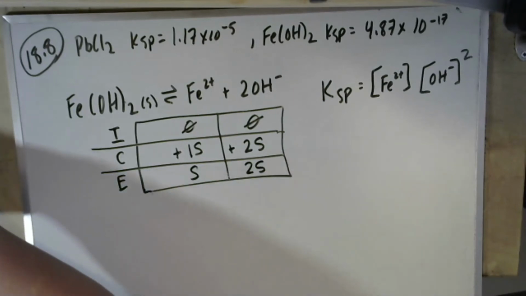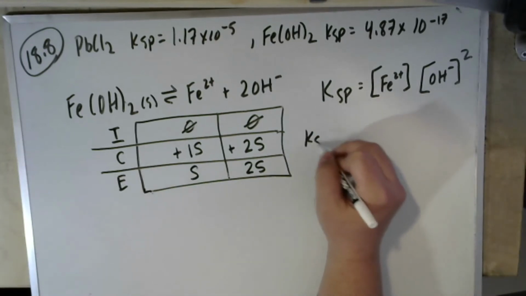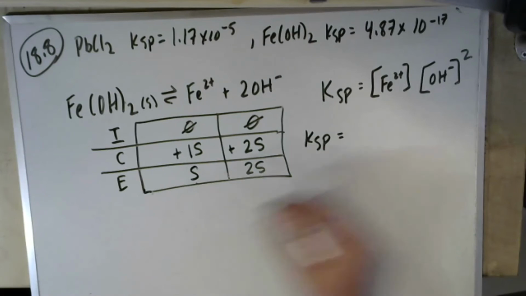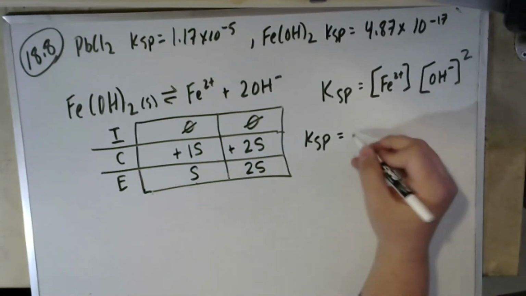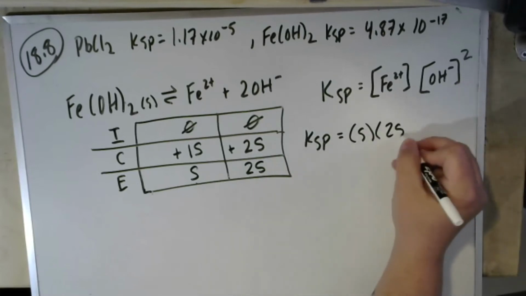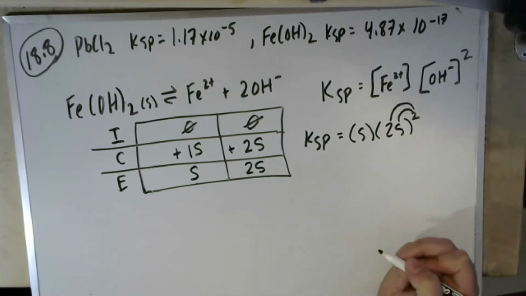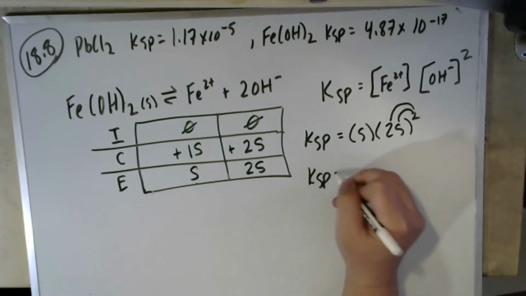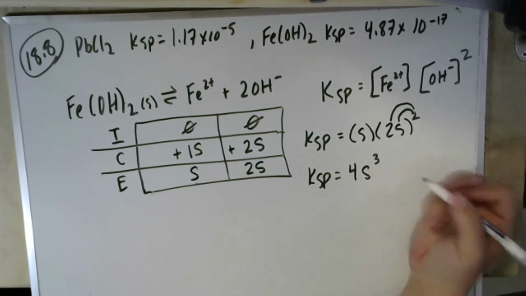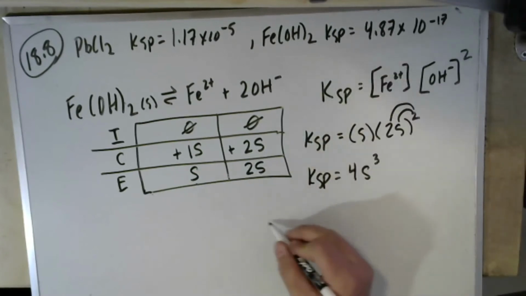All right. So now we're going to do the same steps we did before. We're going to substitute in S for the Fe2+, and we're going to substitute in 2S for the OH-, and we're going to remember to square it, and we're going to remember to apply that square to both things in that parentheses. Okay, so here we have 4S. It won't always be 4S cubed, it just happened to be for both of these. The KSP value for the FeOH2 is a lot smaller.